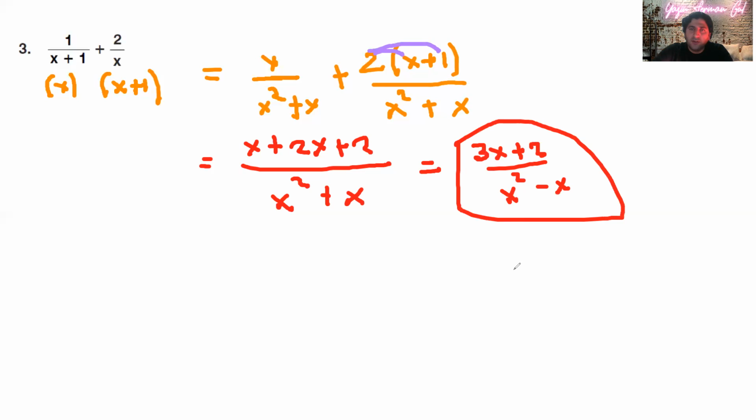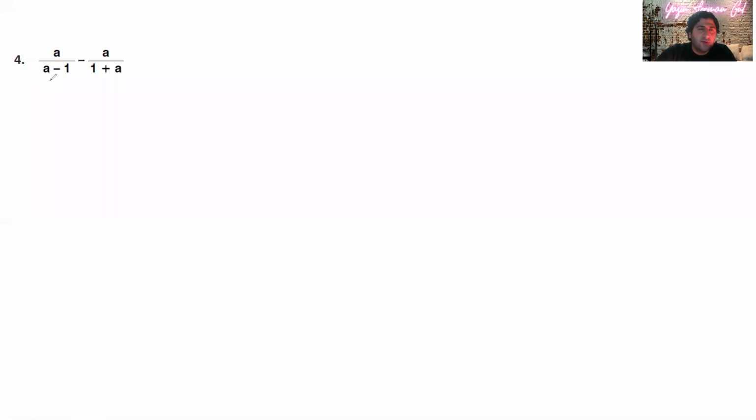Okay, so now, what question is this? Question 3. Now we're going to do question 4. Okay, let's do it. Let's see what's happening here. I see a minus 1 and then a minus 1. Just guys, when we see this here, a minus 1, a minus 1, then I have here 1 plus a. 1 plus a and a plus 1 is the same, guys.